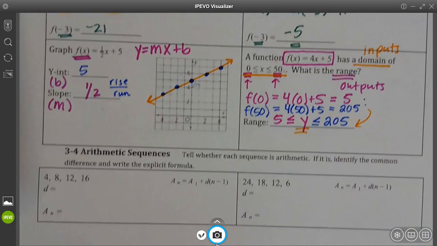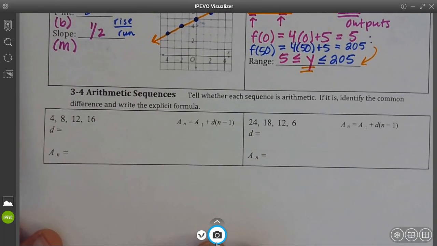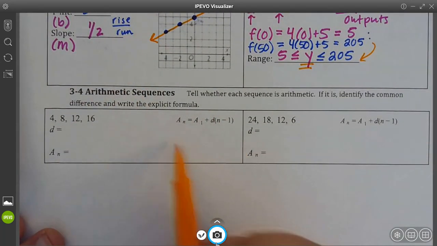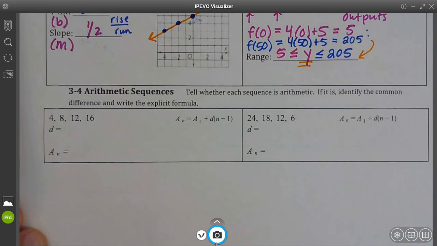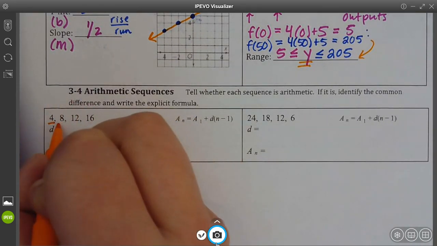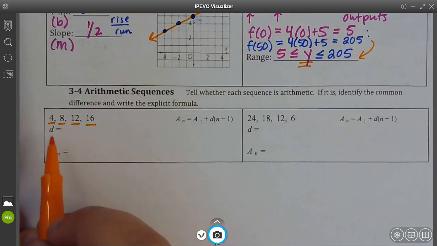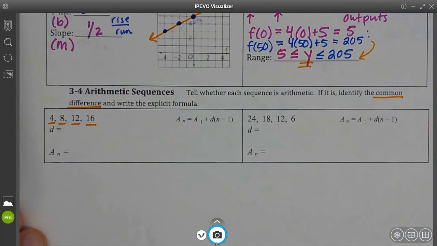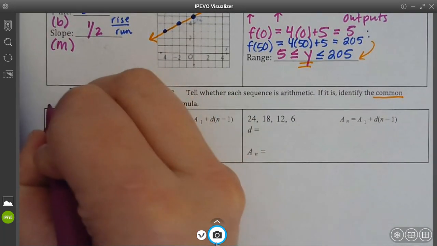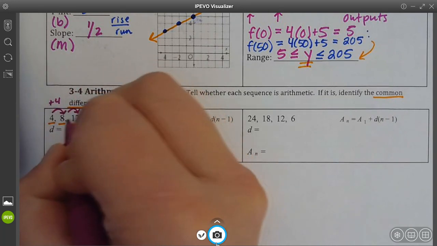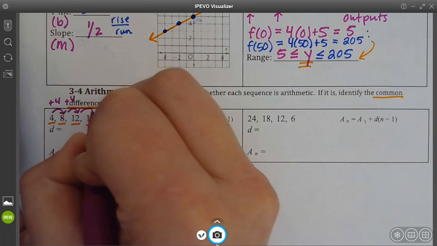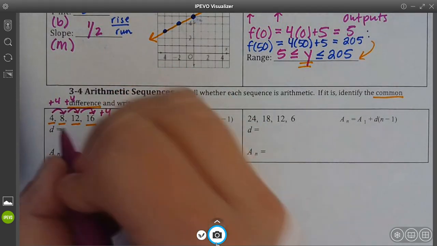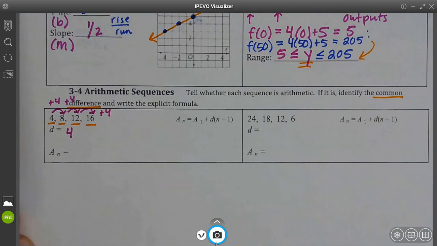Now, we can relate our relations and functions to an arithmetic sequence. So a sequence is just a list of numbers, and we want to be able to identify any patterns within them. So I'm given 4, and I go to 8, and then go to 12, and go to 16. D is what we call the common difference, and that's the pattern or the change that we see in the numbers. To go from 4 to 8, I added 4. To go from 8 to 12, I added 4. And to go from 12 to 16, I added 4. So my common difference is going to be 4.